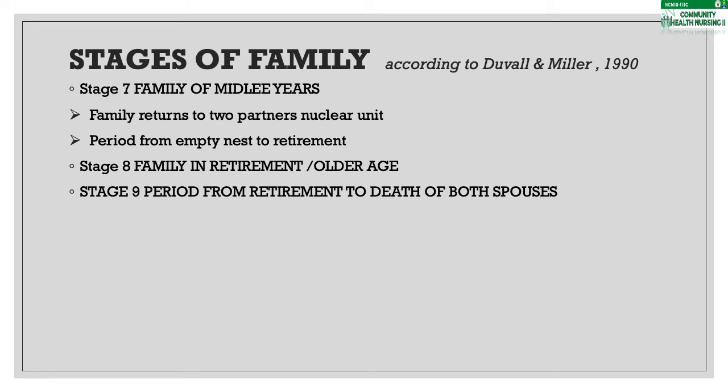Okay? So, we have the family of middle years. Okay? So, two-parents, a nuclear unit. So, kani is ang mama ug papa na lang ang nasa balay. Okay? From an empty nest to retirement. Okay? And sa stage 8, mao na ang retirement. Ang mga around 60, 50 baka ha. Okay? So, ang stage 9, paabot na lang sa ilahang kamatayon. Okay? A period from retirement to death of both spouses.